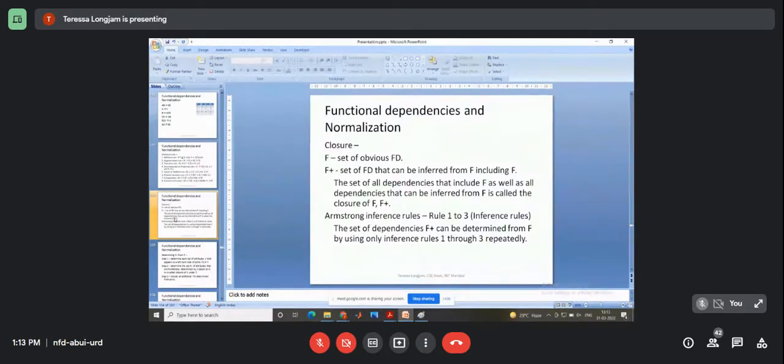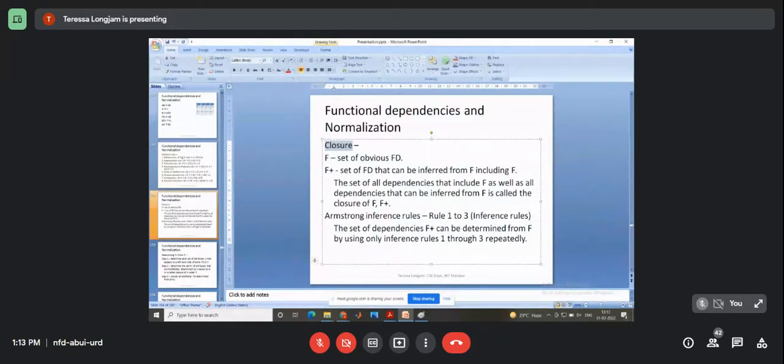By using these inference rules, or by using the concept of closure, we can determine the candidate keys of a relation, and we can also find cover or equivalence of functional dependencies. So there are a few things that we can do by using these concepts.